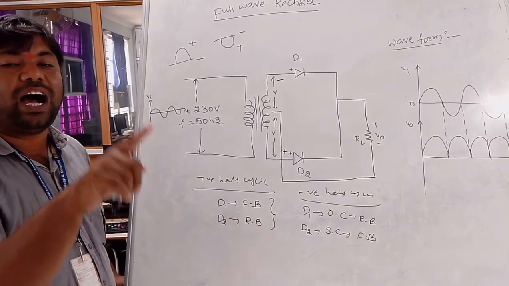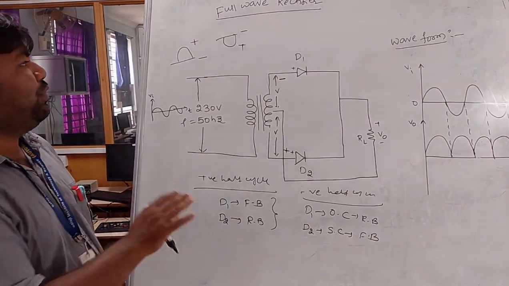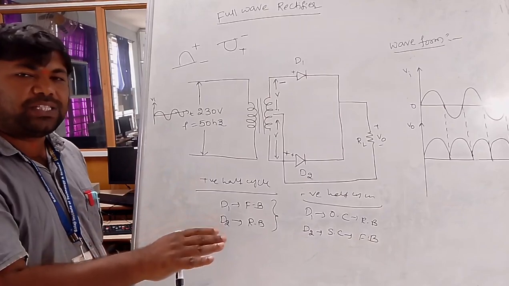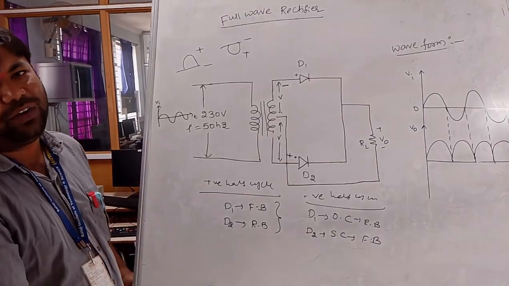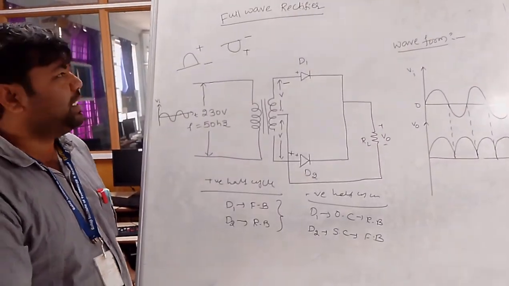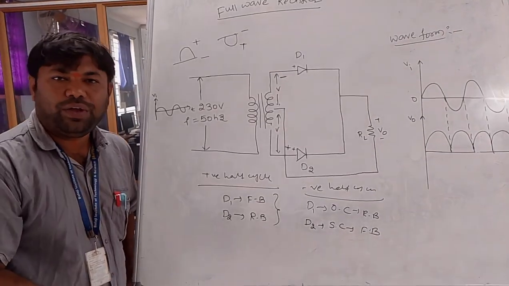That's why we call it a half wave rectifier. In the full wave rectifier, during the positive half of the cycle we are getting the output, and during the negative half of the cycle also we are getting the output. That's why we call it a full wave rectifier.